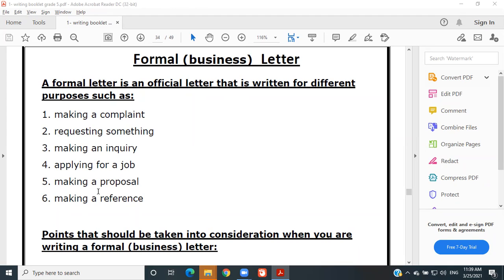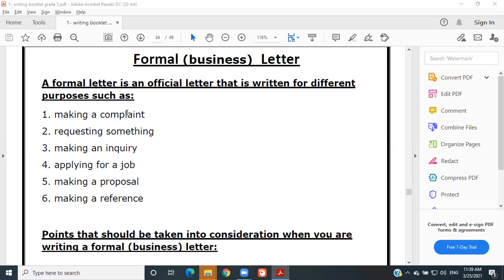So Yaman, can you give us examples on each of those? Making a complaint and requesting something and making an inquiry and so on. Make a complaint means what?